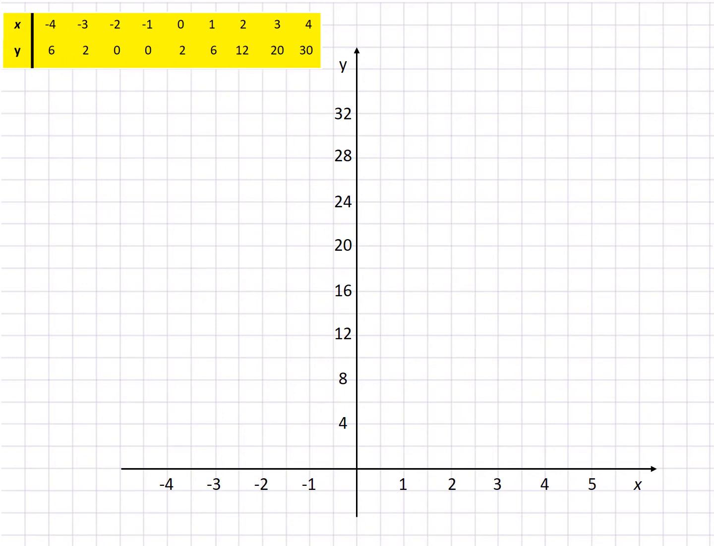And then once we've done that, let's just plot the points. When x is -4, y is 6. When x is -3, y is 2. When x is -2, y is 0, etc. So carefully and accurately just plot your points. And as you're plotting them, your graph should start to look right. It should look like a nice smooth curve. And once we've got the points, we're ready now to join them up.